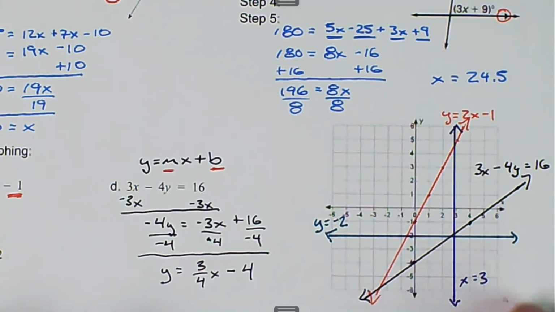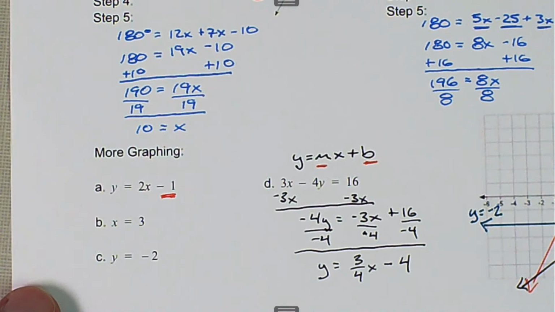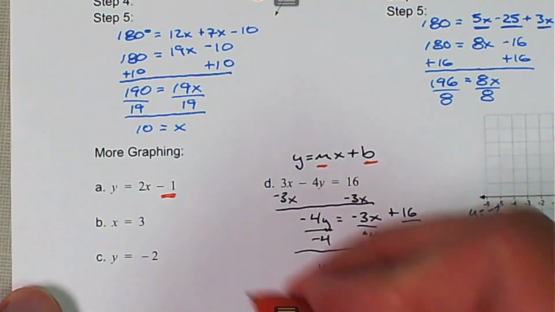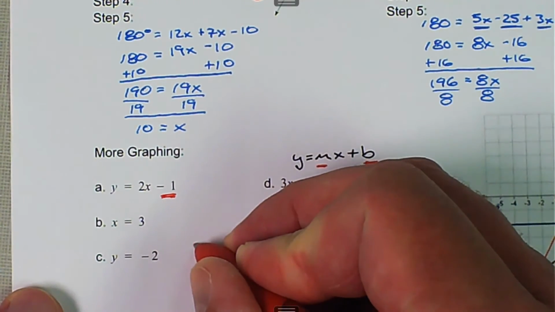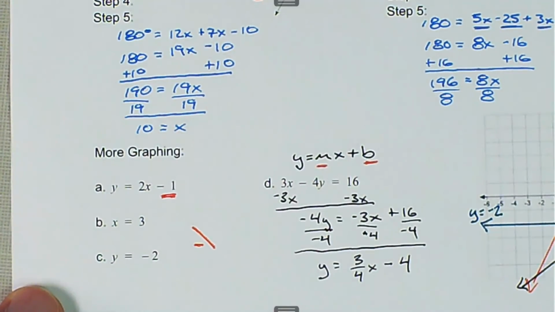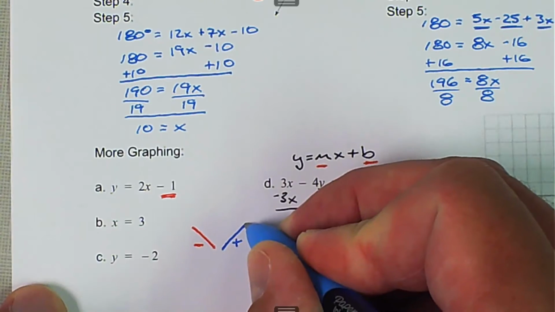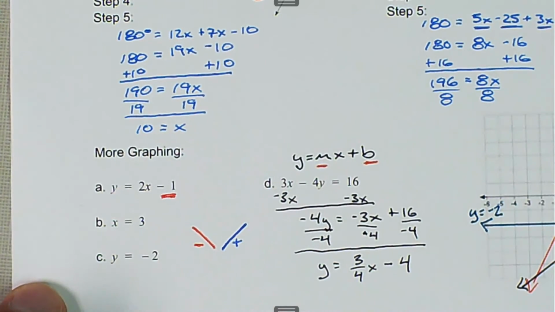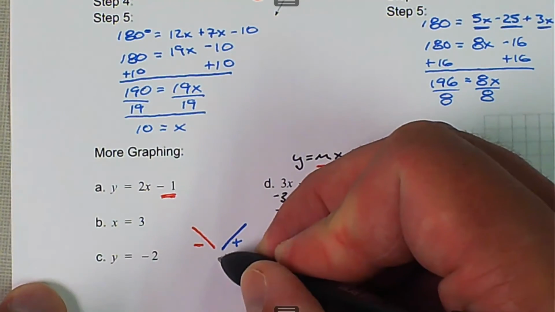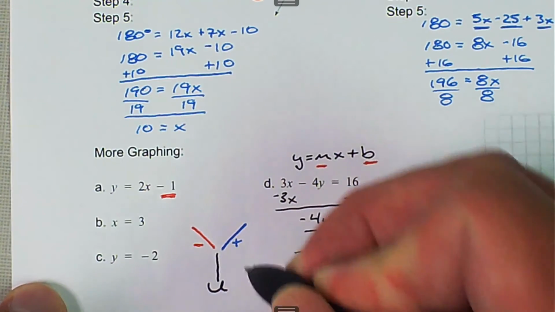Sometimes we forget about the slopes and whatnot. A trick to remembering the slopes: remember, we have a negative slope, which will start high and go down. We have a positive slope, which will start low and go up. We have an undefined slope that goes vertical, and that is undefined.